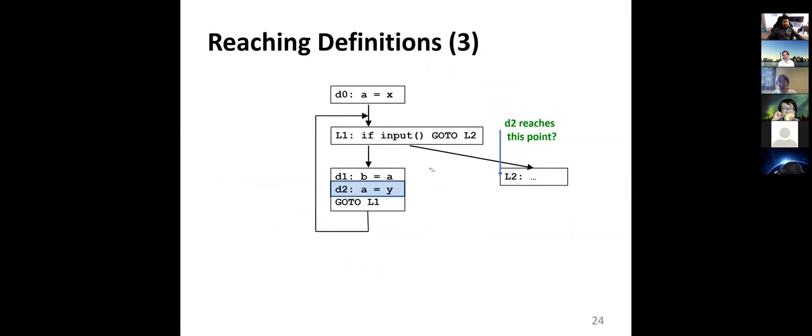And the question I have for you, based on the definition of reaching definitions that we had before: here is this piece of code, and there is a branch potentially here. The question is, does D2 reach this point or not? So you see D2, it's right here. Yes, because it's possible that D2 goes before you reach L2.